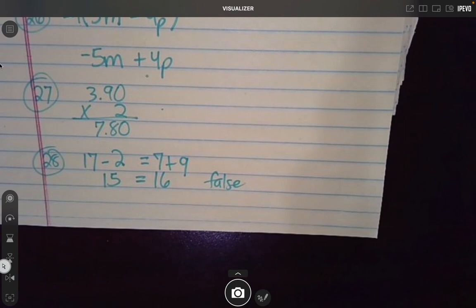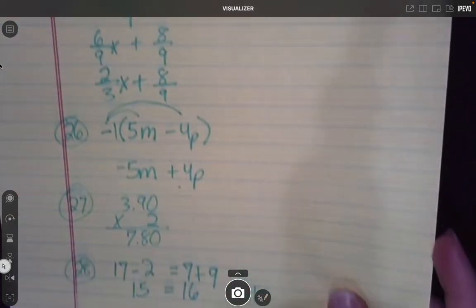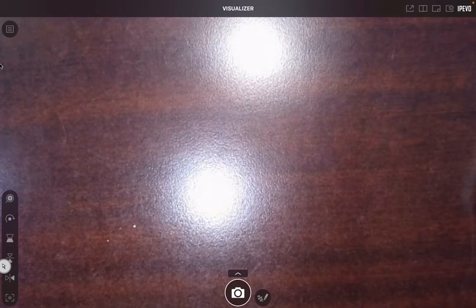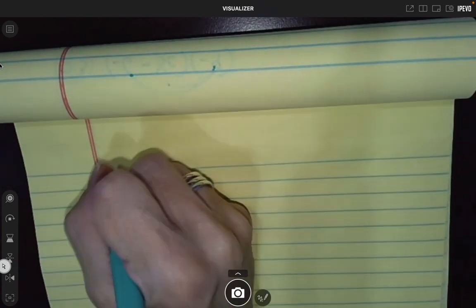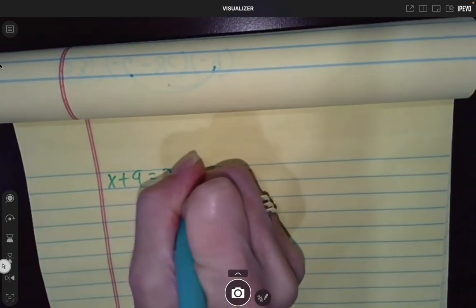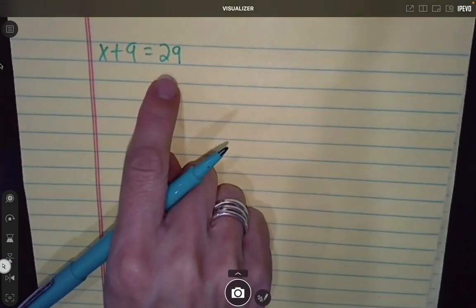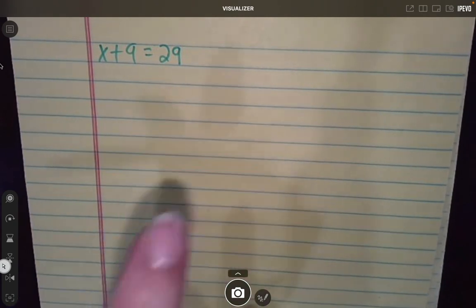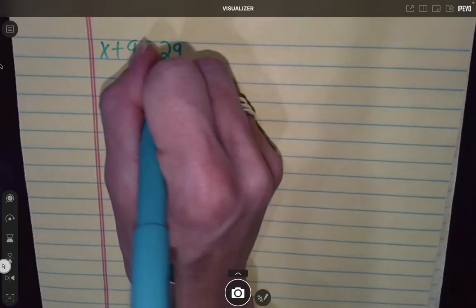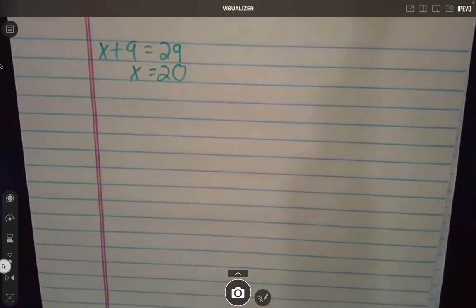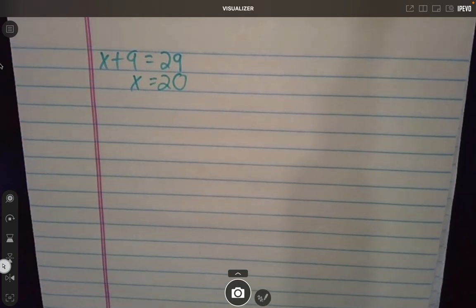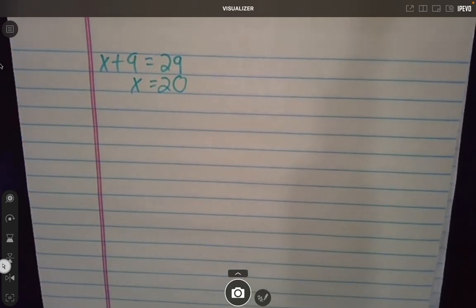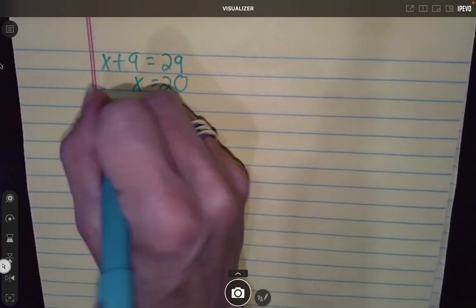All right. Number 29. It says use mental math. So they just want you to think, not solve it out, but what would you add to 9 to get 29? 20. And I don't see this one on there, but x is 20 is your answer. I do see one like number 30. What does coefficient mean? Anybody know? The number out front. That's all it wants. So that's what they're trying to test you on that question.